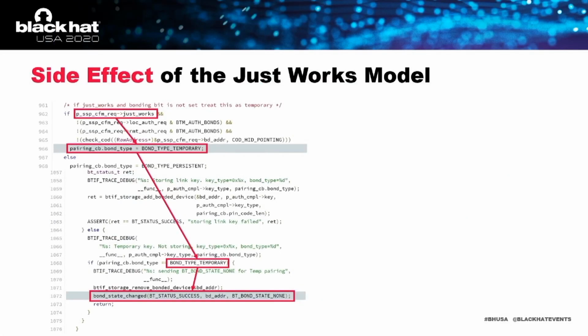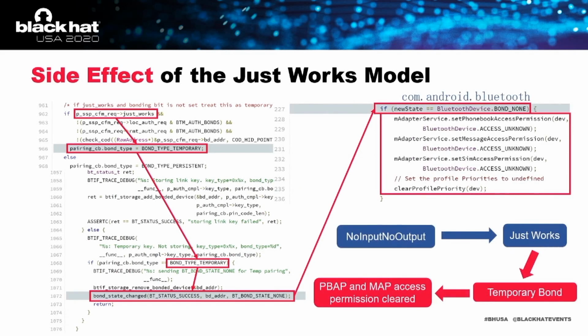But there is a problem. That's the side effect mentioned earlier. We used NoInputNoOutput to bypass the first dialog. This causes JustWorks, which in turn causes AOSP to use a temporary bond. Then the temporary bond will pass the BT bond state along to the upper system Bluetooth app. After the system Bluetooth app receives this state, it clears the permission obtained by the Bluetooth address. In this case, we won't be able to inherit the permissions.